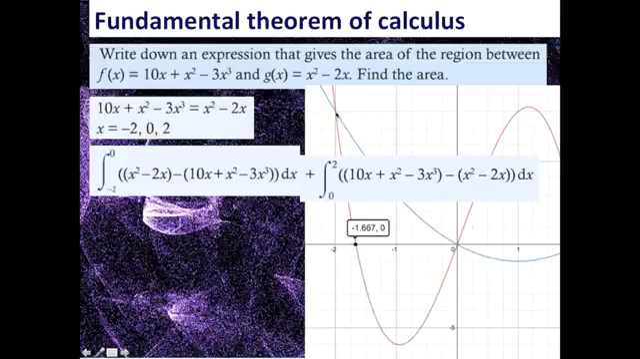Therefore, we are going to integrate, in this instance, between -2 and 0, where the quadratic is larger, and then we're subtracting the cubic. We then need to add the integral between 0 and 2, where the cubic is larger than the quadratic. Now, because this is a GDC question, you can just throw this in and generate the answer of 24.